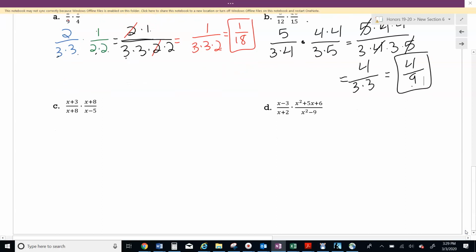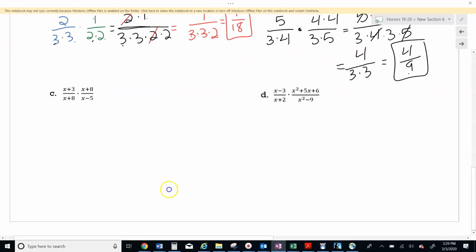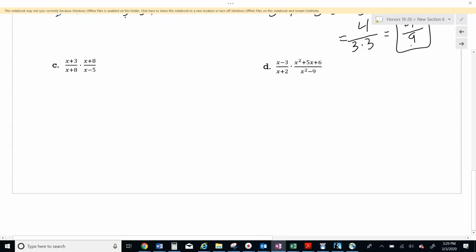All right, now let's look at some with expressions, okay? No GCF, right, an x plus 3, and it's not a quadratic, can't do anything. And that's going to be true of all of these. These are all just basic linear factors. So all I'm going to do is write them as one fraction. I have x plus 3 times x plus 8 over x plus, that's not an x plus 8 times x minus 5.